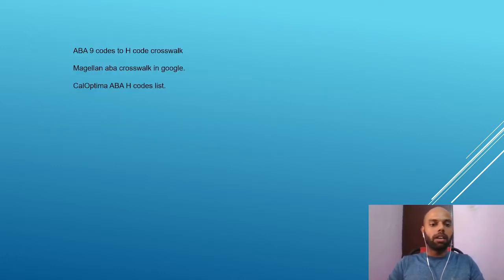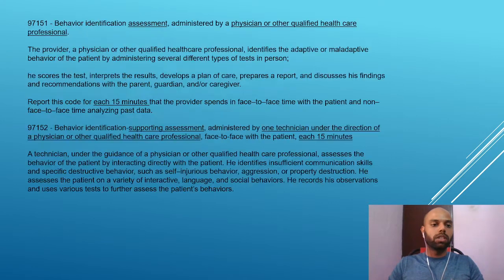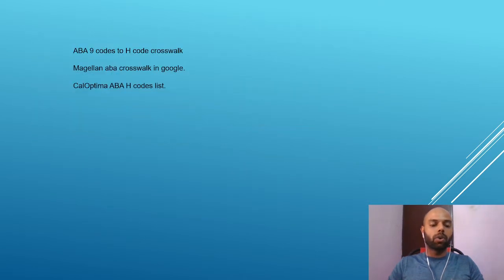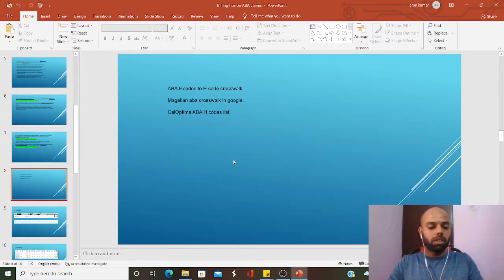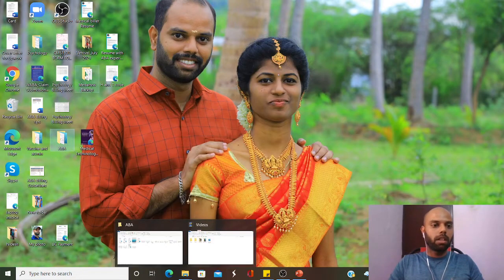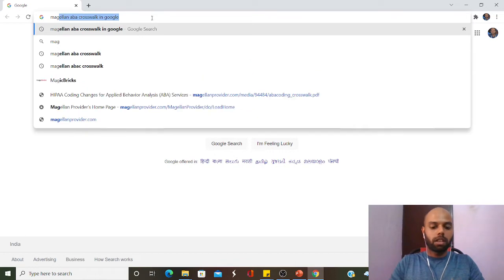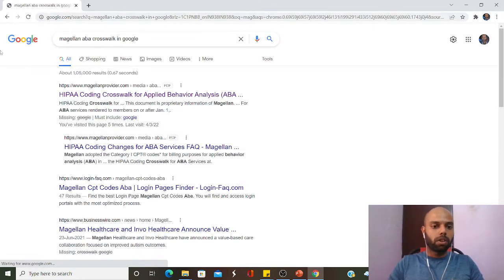Okay, and for a few insurance carriers, they do not accept 9 series codes. These 9 series codes, they are following different codes. And let's see the H codes. They are following H codes. Let's see the H codes. Magellan ABA crosswalk.